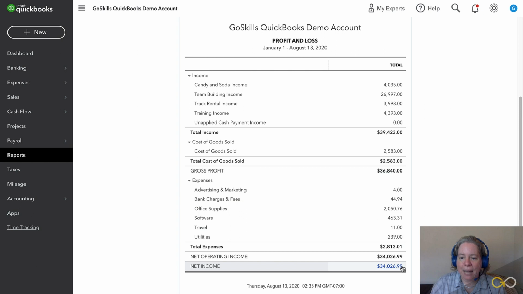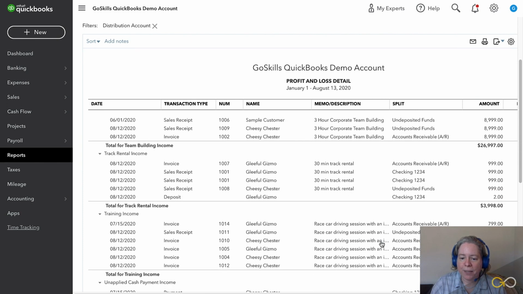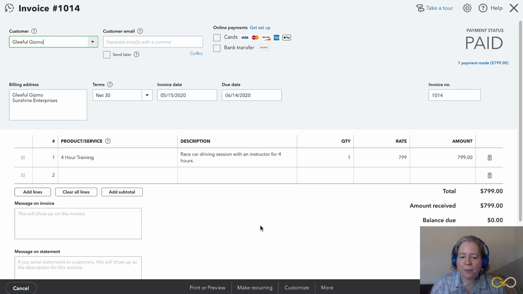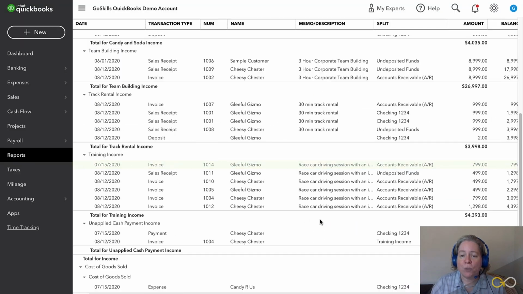So gross and net. Any of these numbers, you can click on the number and see what's happening behind the scenes. Any of these things, if you'd like to see more, you can click on that too. If you're ever Googling this, the term that you're looking for is drill down. When you click on them, what you're doing is you're drilling down within the report.